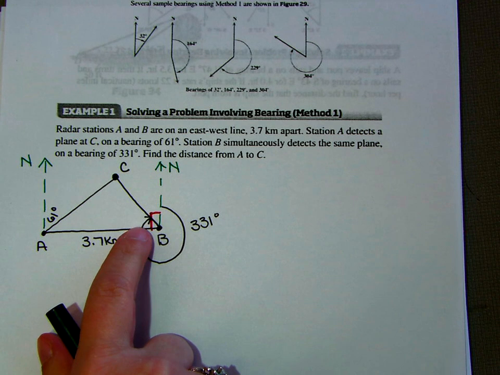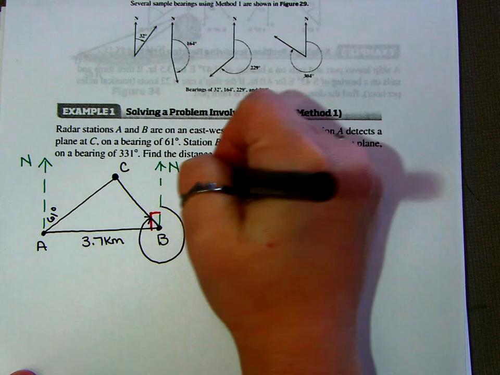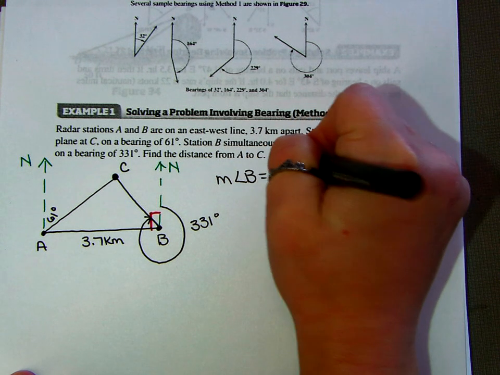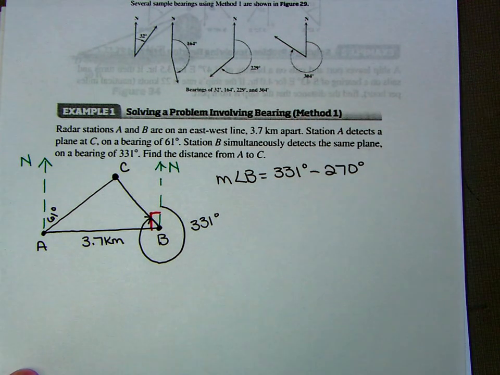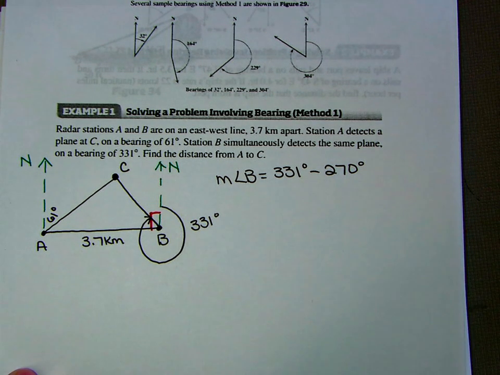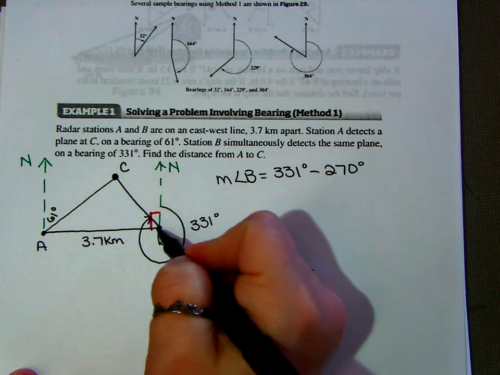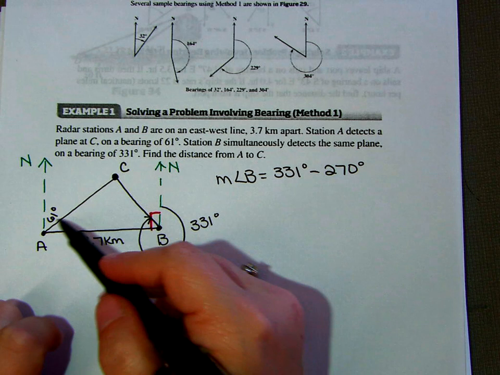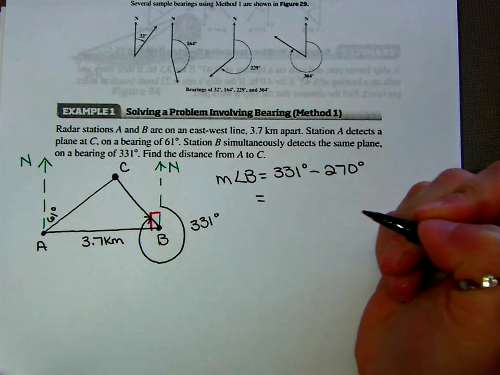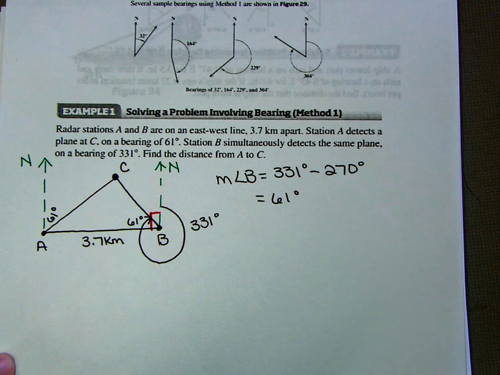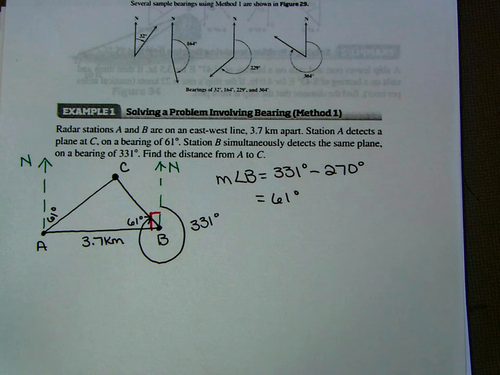So we can figure out what that little bit further is by taking, let me write, measure of angle B is going to be 331 degrees, take away the 270. Because what we're doing is we're finding our reference angle. And that's going to be what the measure of angle B is, which is not something it asks for, but in order to find out how far away A is from C, we're going to have to find out other information. And so we find out that the measure of angle B is 61 degrees. So that's inside the triangle.